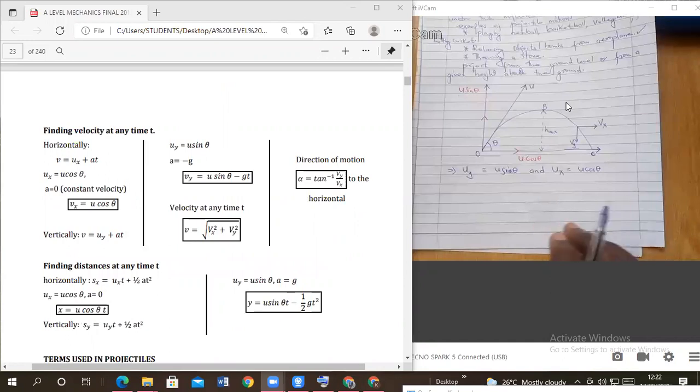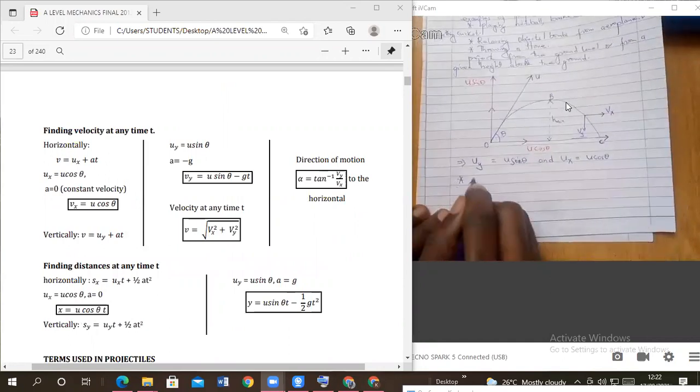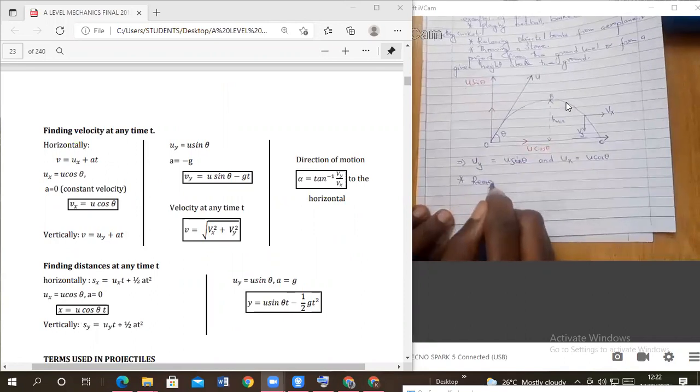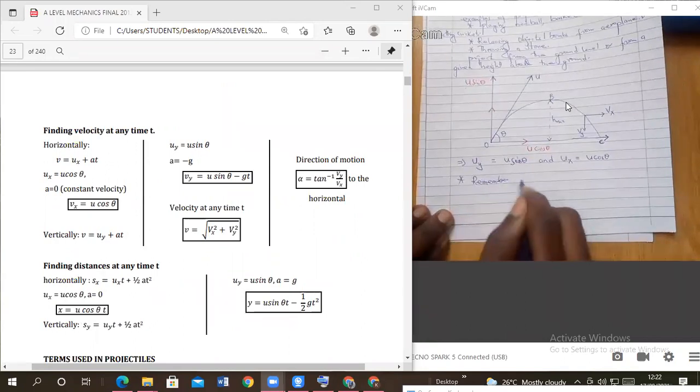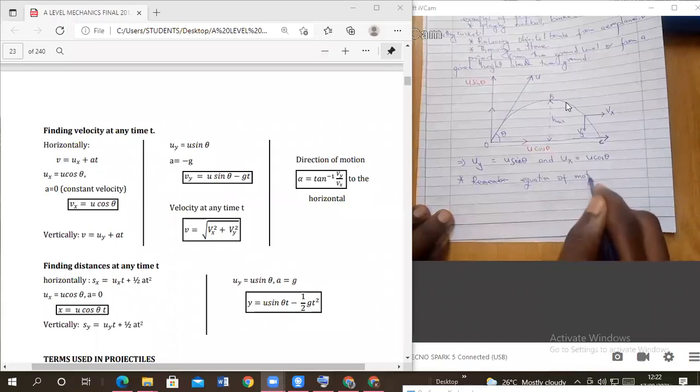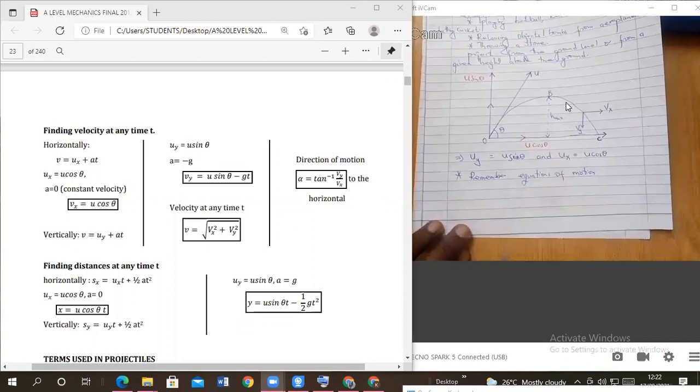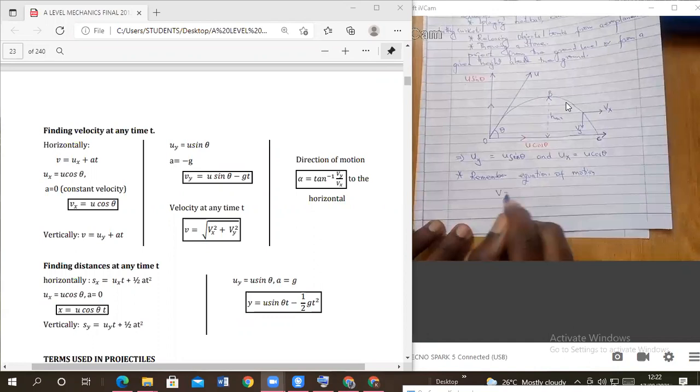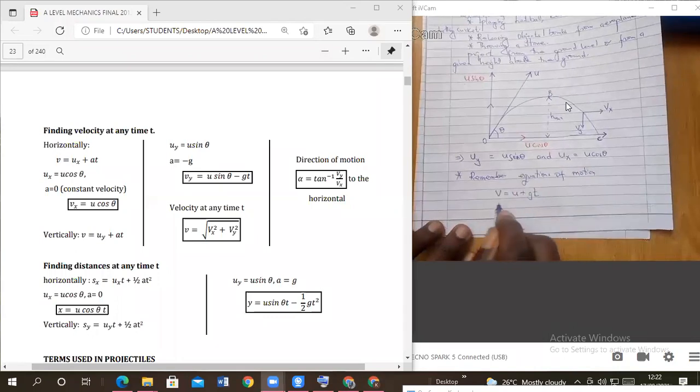So like I've told you, this is motion under gravity. Which means you must also remember the equations of motion under vertical motion, where we said V is equal to U plus GT, H equals UT plus a half GT squared, then V squared equals U squared plus 2GH.